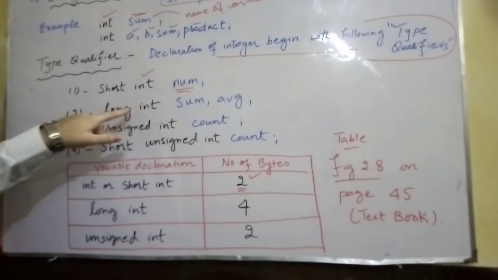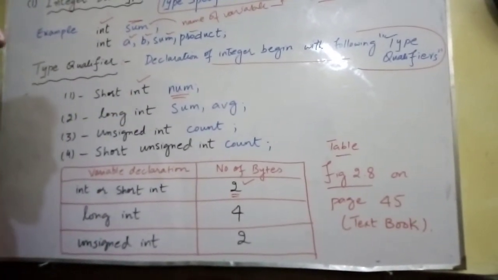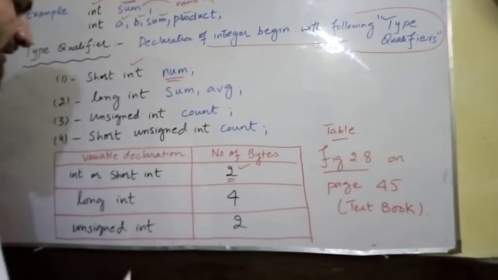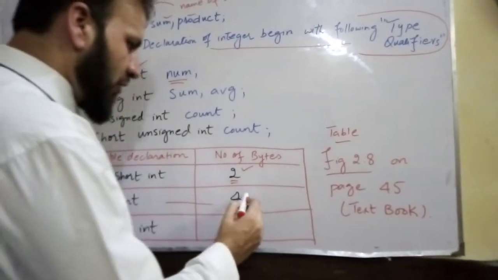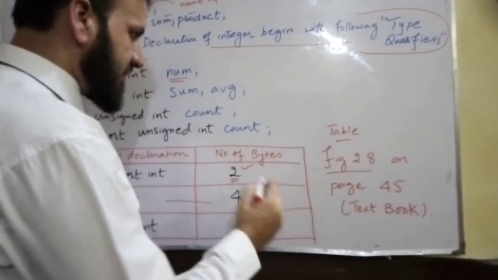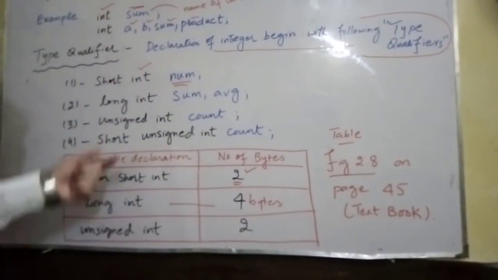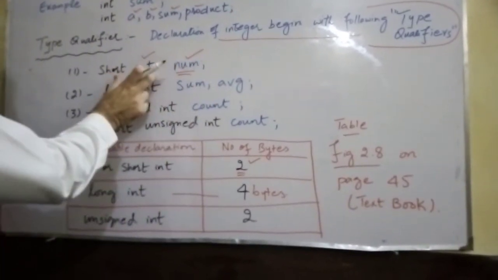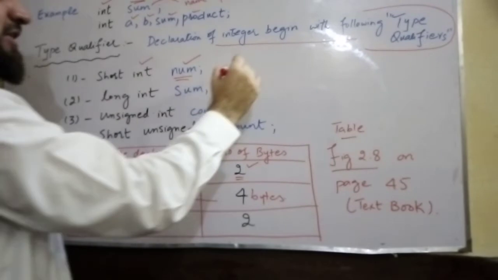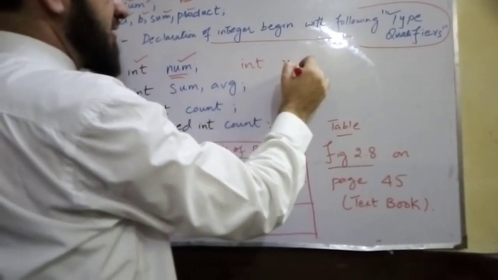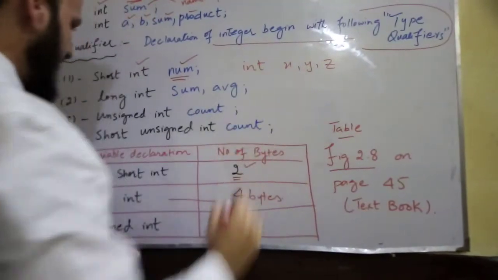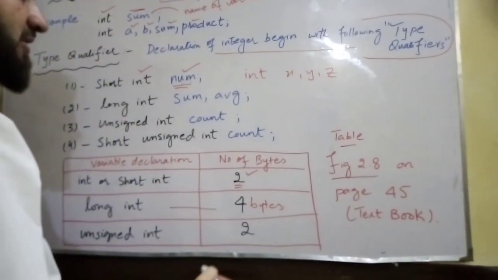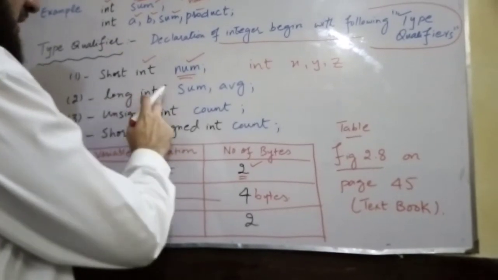Similarly long integer: when we have a large numeric value, then we use long integer and it consists of 4 bytes. Here we see in the prompt that there is one variable num which has data type short integer, and generally we use integer x, y, z, and this integer is known as short integer. And when there are greater numeric values, then we can use long integer.